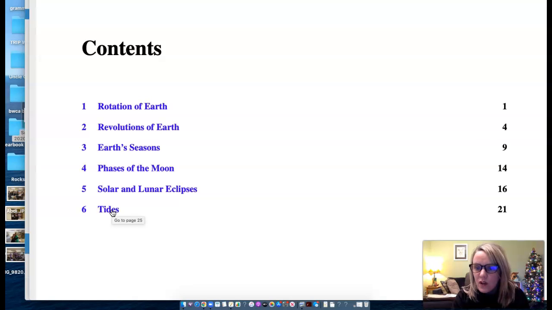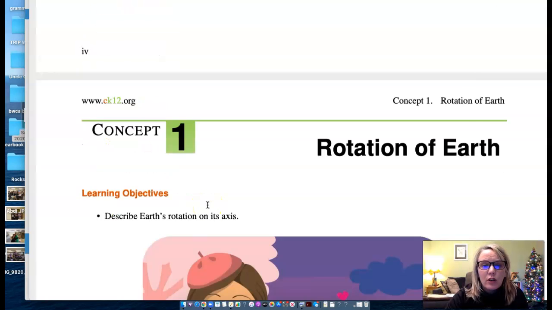Okay, so this is our first unit of astronomy. We're really kind of zoomed in to just our little spot in our solar neighborhood, okay? And then we're going to zoom out. The next unit is going to be of all the planets and their moons, and then out into the outer reaches of space. Okay, so today we're just going to talk about Earth's rotation, starting with chapter 1.